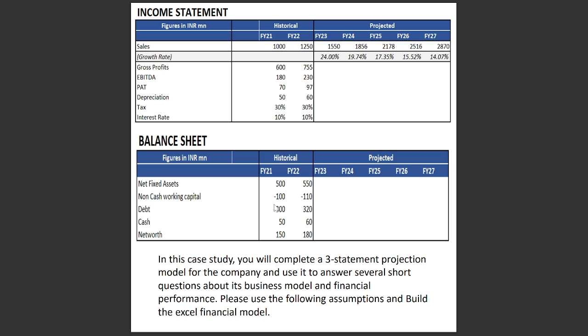And for the future year as well, we have the sales figure with us. That is till fiscal year 27. We have the sales figure with us. That is 1,550 for fiscal year 23, 1,856 for fiscal year 24, and till fiscal year 27. That is 2,870 million. All right, then we have a gross profit, EBITDA, profit after tax, depreciation, tax, tax rate is given to us, interest rate is given to us. So all these things will help us in making our income statement with ease when we are building our financial model.